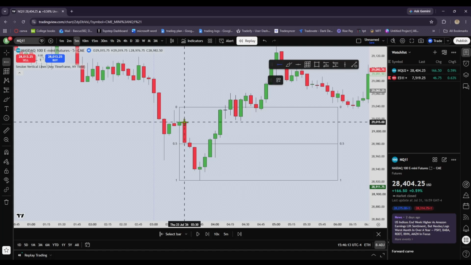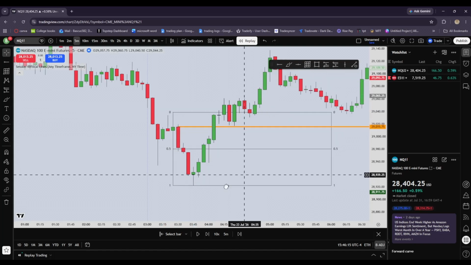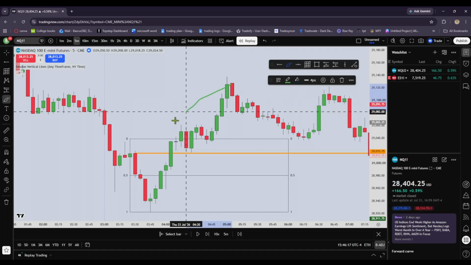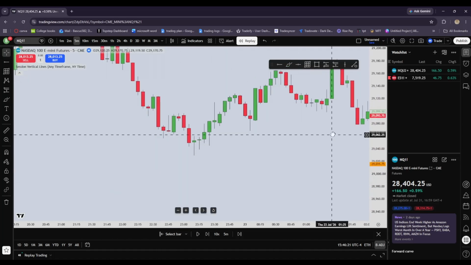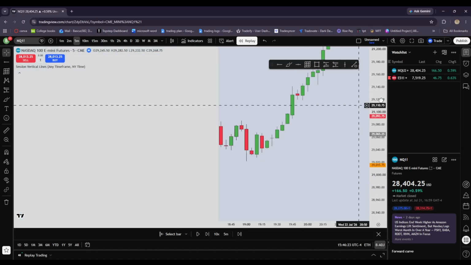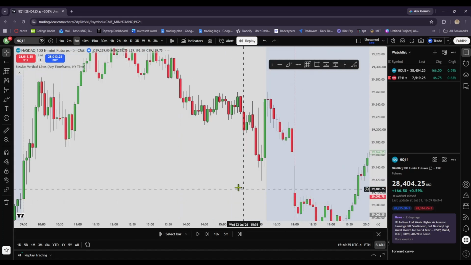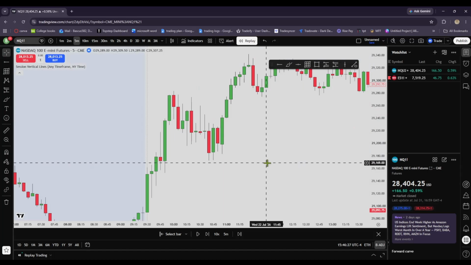Look at this amazing example. Break structure out, continued higher, right? Look at all that you could have grabbed, right? So this is just a tool that we use to find direction. Just think of it like that, guys. Do not overcomplicate it. So that's pretty much it on what equilibrium is.